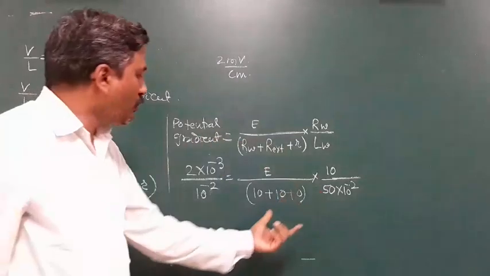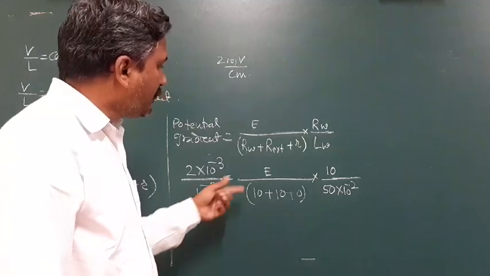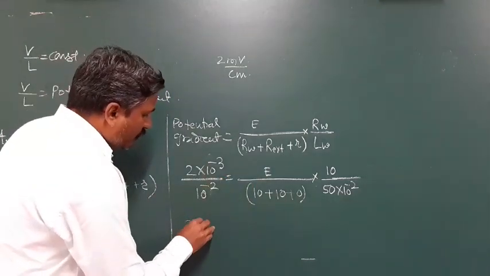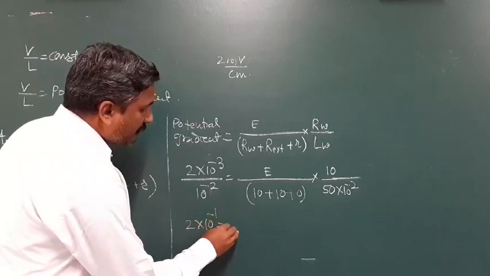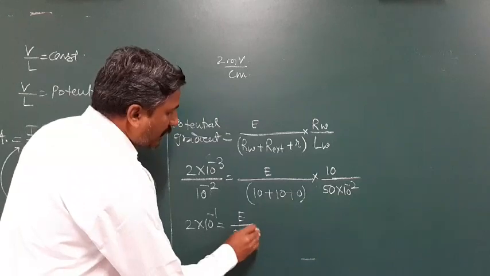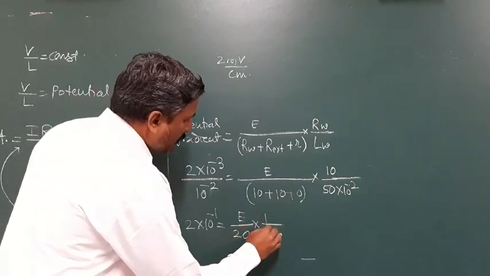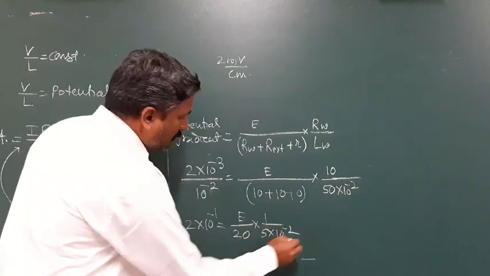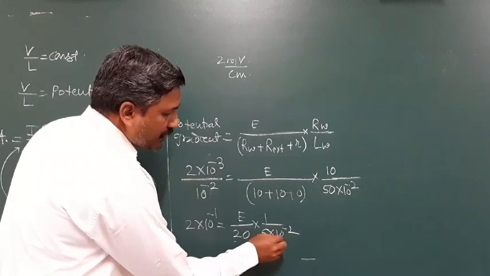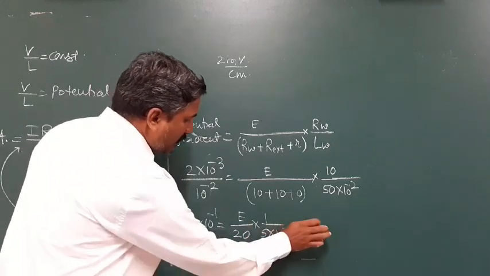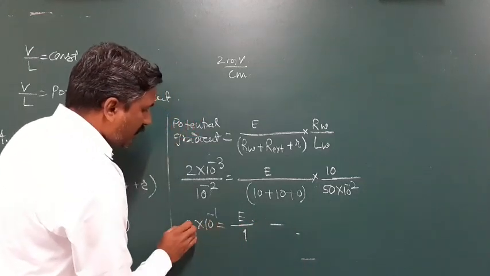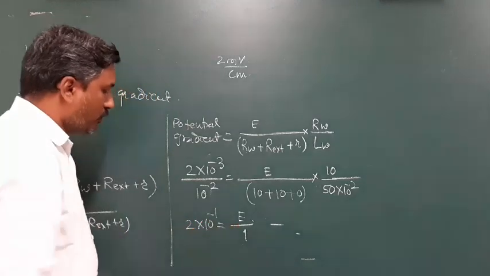Just substituting all the terms, we can get the value of E. It will be very simple. 2 into 10 raised to minus 1, this part, and 20 is the other part. It becomes 5 into 10 raised to minus 2. 25 is a 100, and 100 means 10 raised to plus 2, minus 2 gets cancelled. If there is nothing else, there is a 1, and we are getting E equals 0.2.